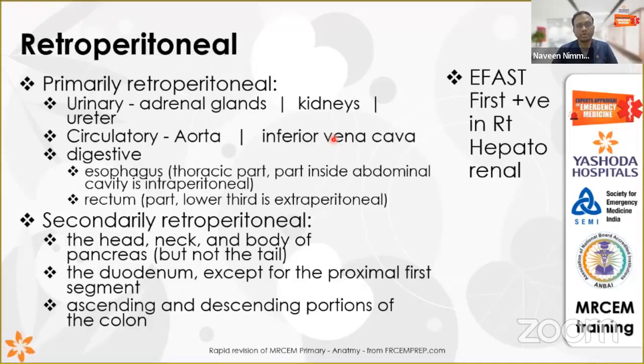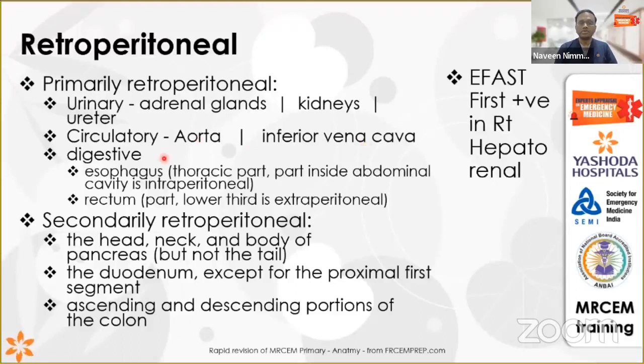So you have urinary related adrenal glands, kidneys, ureters, circulatory, aorta, inferior vena cava, digestive, esophagus, rectum, and these parts are all retroperitoneal. They develop there and stay there. Whereas secondary retroperitoneal, the head, neck, and body of the pancreas, but not the tail. Duodenum, except for the proximal first segment, is retroperitoneal. Ascending and descending portions of the colon are retroperitoneal.